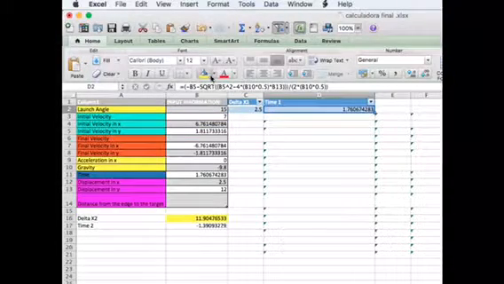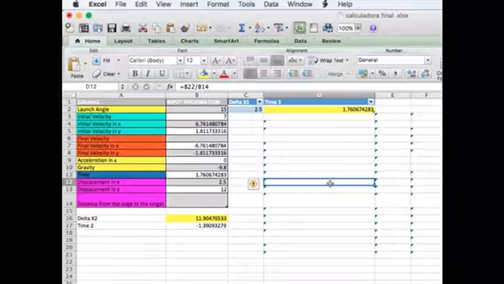This is the end of our projectile motion calculator. I hope you have enjoyed and understand the physics inside our calculator.